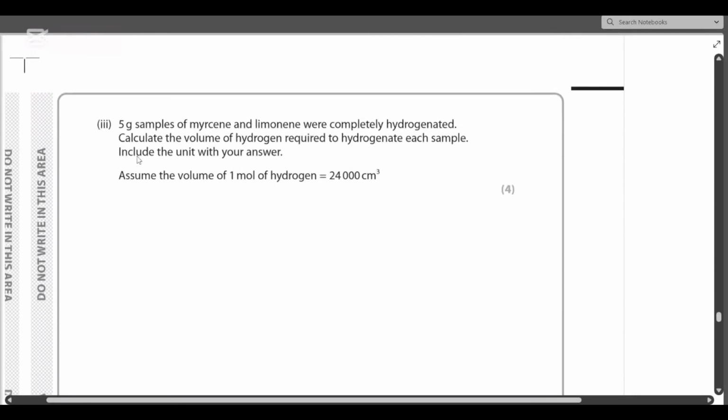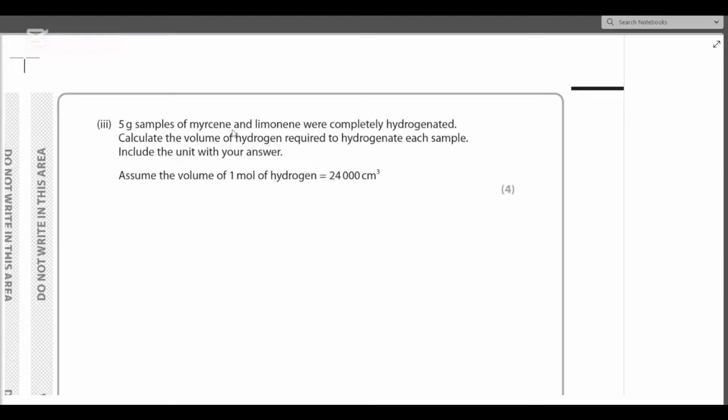Lastly, they said that 5-gram samples of myrcene and limonene were completely hydrogenated. Calculate the volume of hydrogen required to hydrogenate each sample, and you should include the unit with your answer. First things first, you calculate the molar mass of the terpene and hence its moles. If you calculate from the above molecular formula, it is about 136 grams per mole.